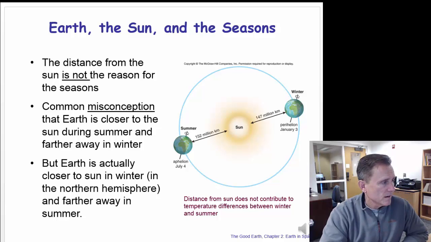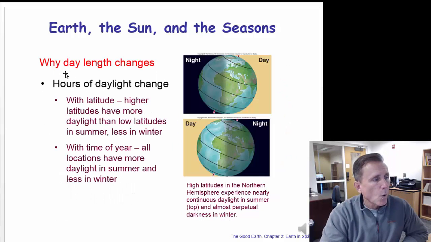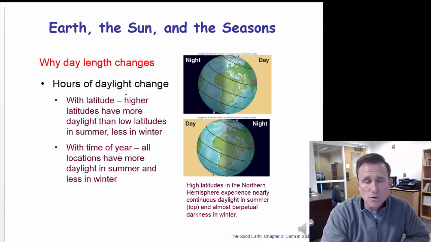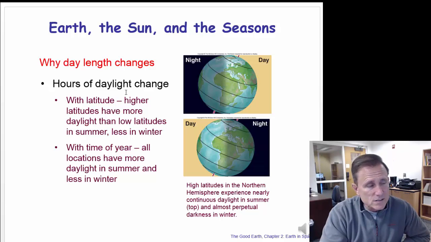So, go to the next slide. And why does the daylight change? The daylight also changes because of the tilt of the earth. Hours of daylight change from summer to winter. In the summertime, the days are longer. In the wintertime, the days are shorter. With latitude, higher latitudes have more daylight than lower latitudes in summer and less in winter.